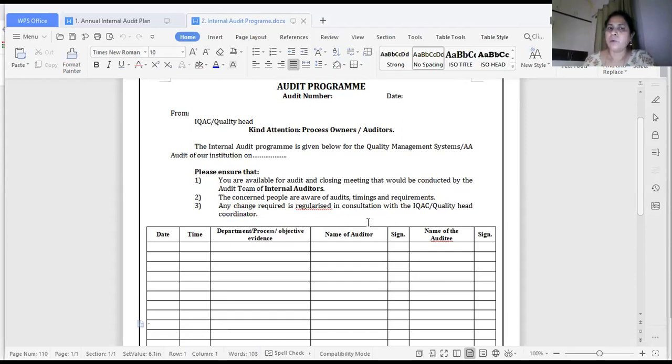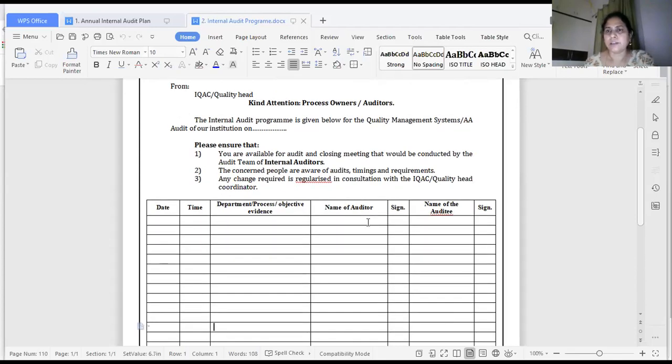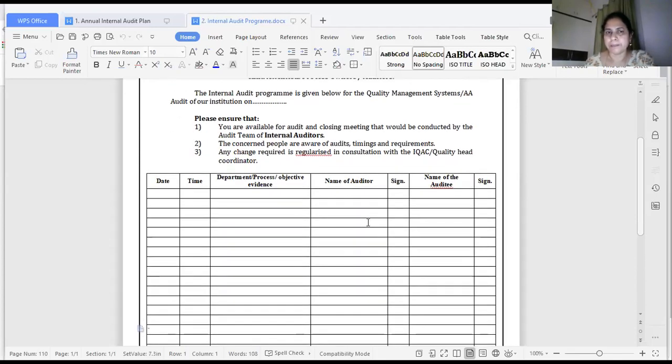And whoever are the concerned people should be available in time, and if at all they require any change in the time or date or anything, they have to consult the head of the quality coordinator or IQAC, so that the planning will be done properly.